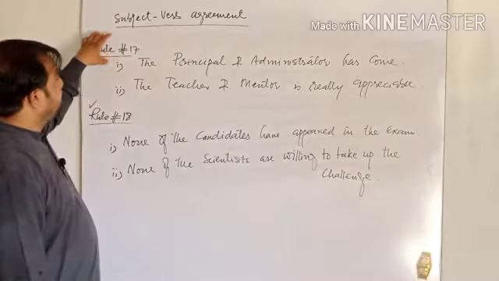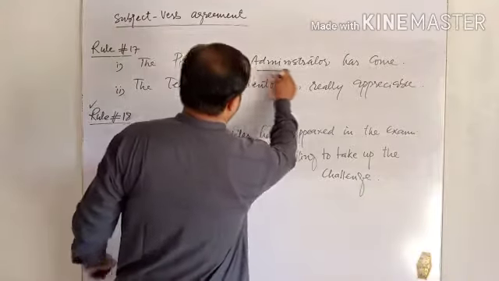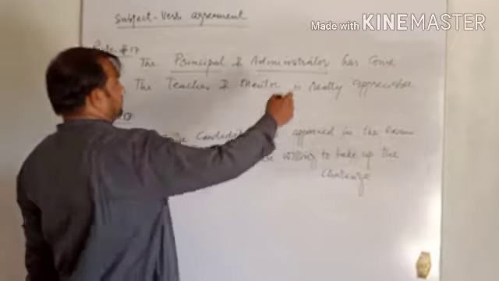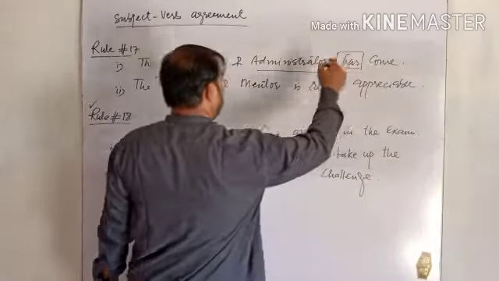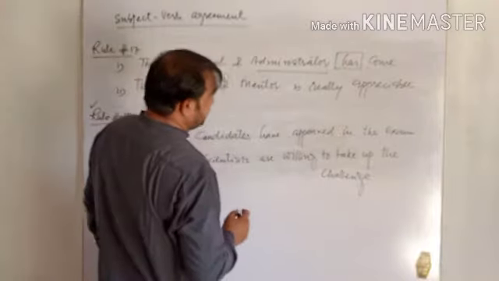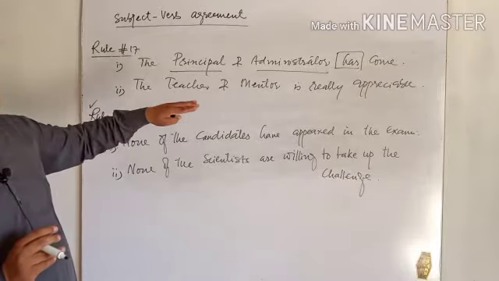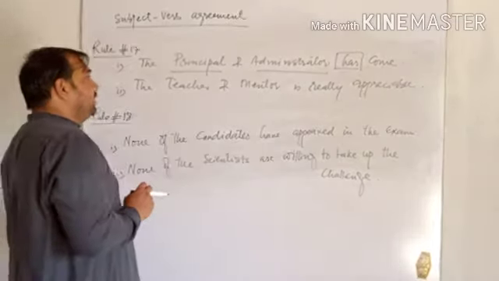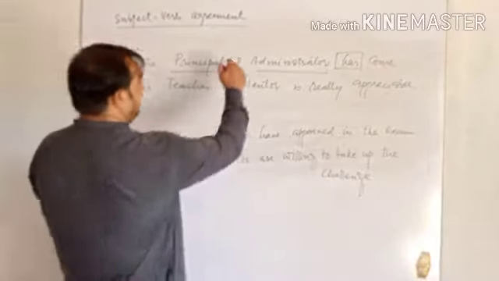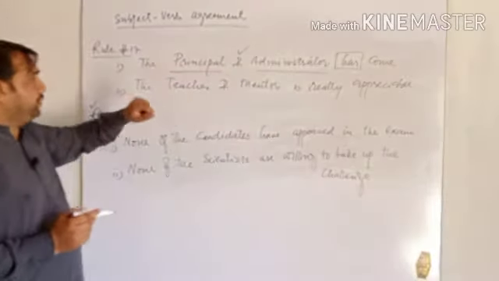Now guys, according to rule number 17, if and connects two designations, two titles of the same person, the singular verb will be used with them. Here, principal and administrator, both are designations that represent the same person. So here, if they are connected by and, we will use a singular verb with them.